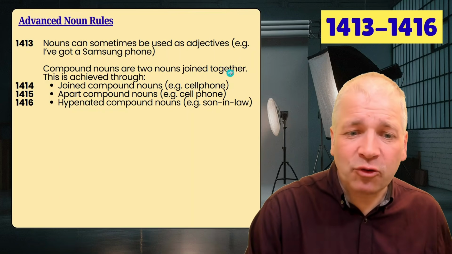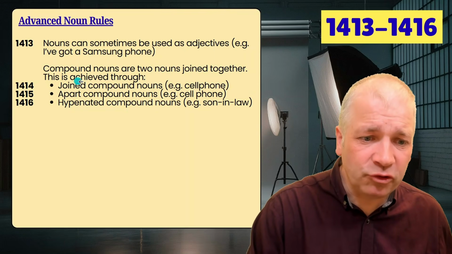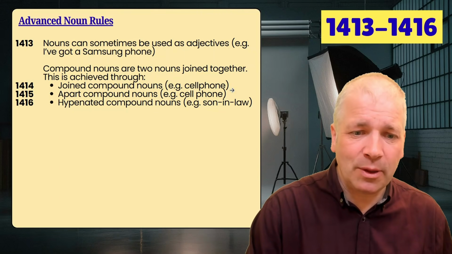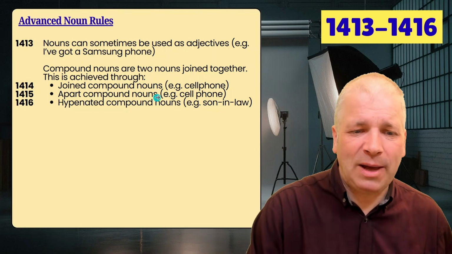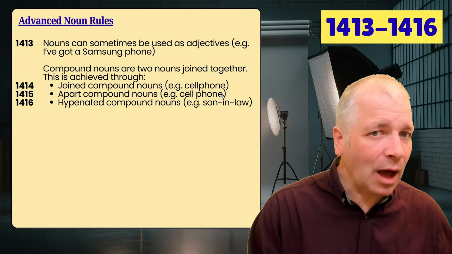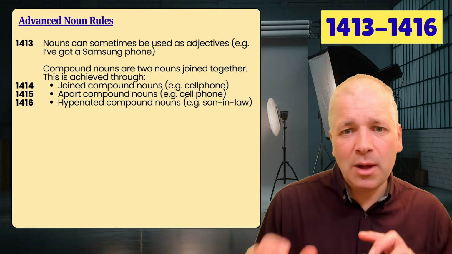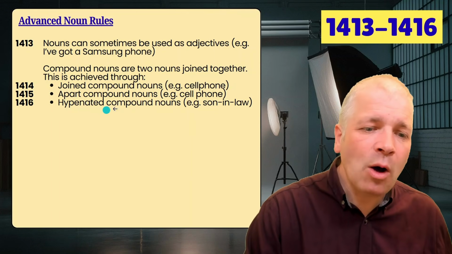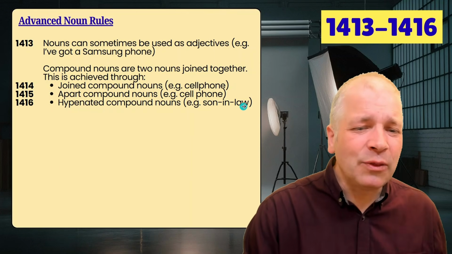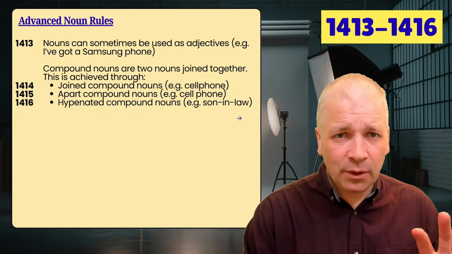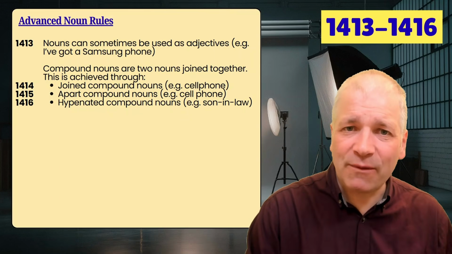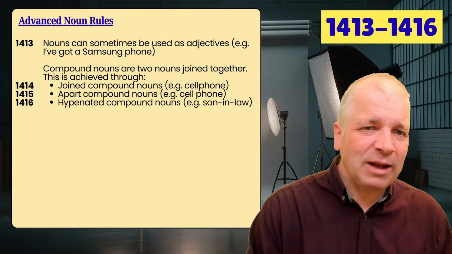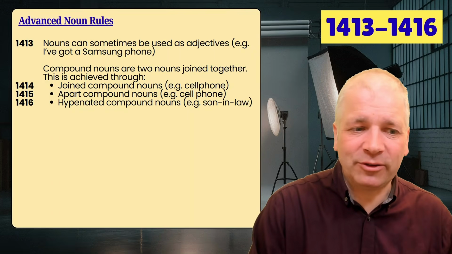Compound nouns are two nouns joined together. This is achieved through joined compound nouns. So cell phone, that's two nouns that make one word. A part compound noun, cell phone, where they come together. Cell is describing the phone, but we don't put them together in terms of their vocabulary usage. And hyphenated compound nouns, son-in-law. These need to be learnt. There are no set rules that I can give you to help you here. You need to learn which ones take one pattern or another. Some words have more than one pattern.